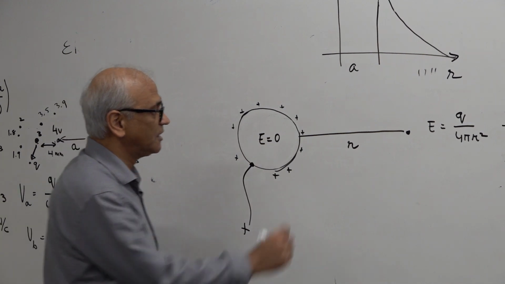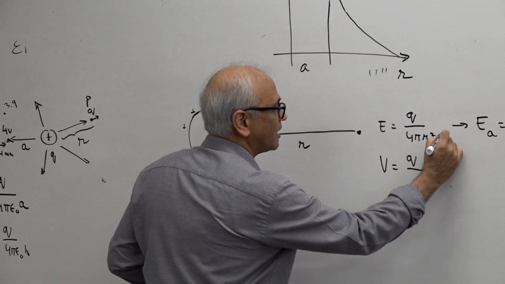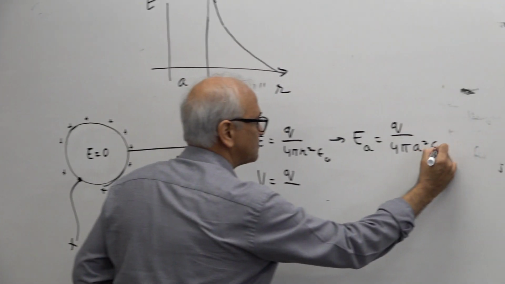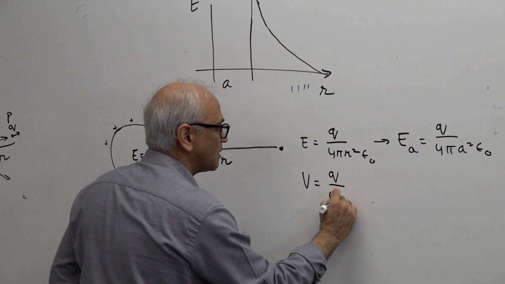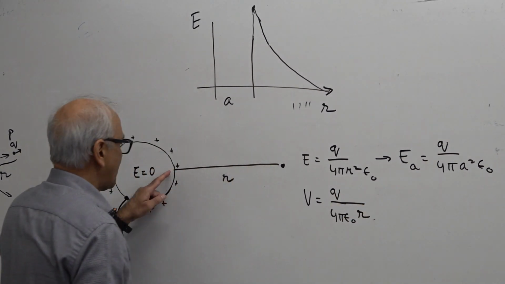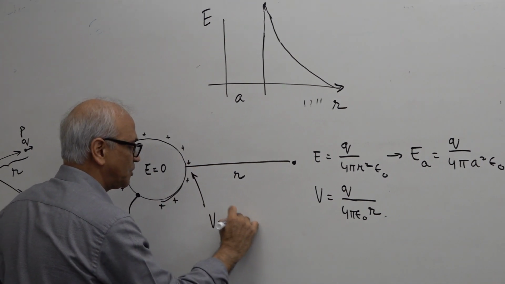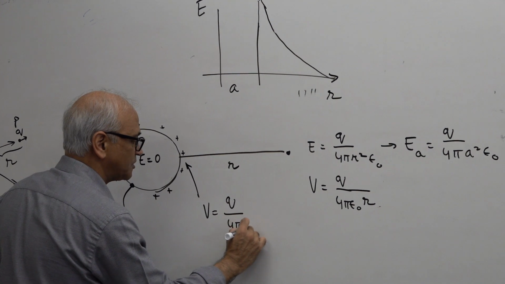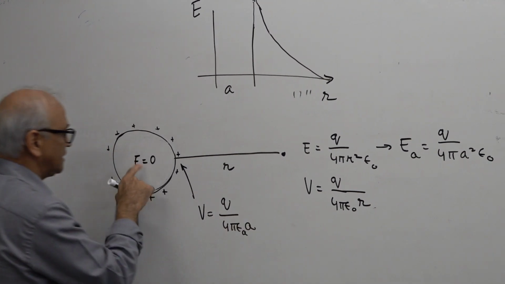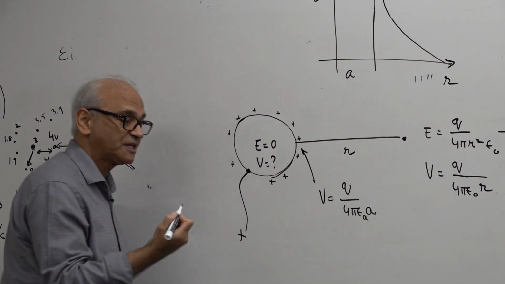The potential over here is Q over, sorry, I need an epsilon naught, 4 pi epsilon naught r. When I come over here, what's my potential? My potential here would be Q over 4 pi epsilon naught a. The electric field inside is 0. What's my potential inside? This is one of the things we're going to find out.